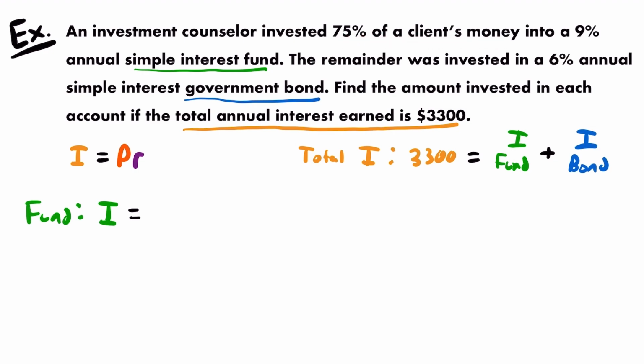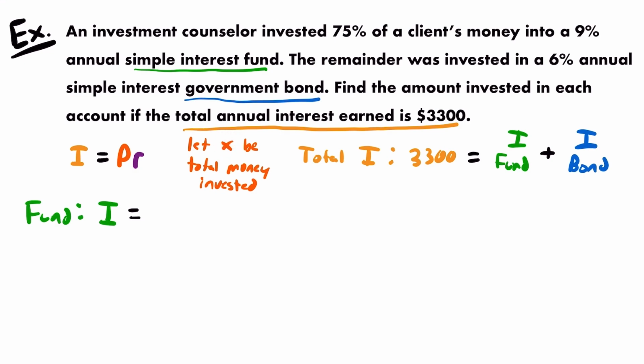of a client's money. All right, so let's just choose a variable to represent the amount of the client's money because we don't know what it is. That's what we're trying to find here. We want to know how much is invested in each account. So let's let the total amount of the client's money be represented by a variable X. So for the investment fund, 75% of X would be invested. And so you would multiply 75% by that value of X.